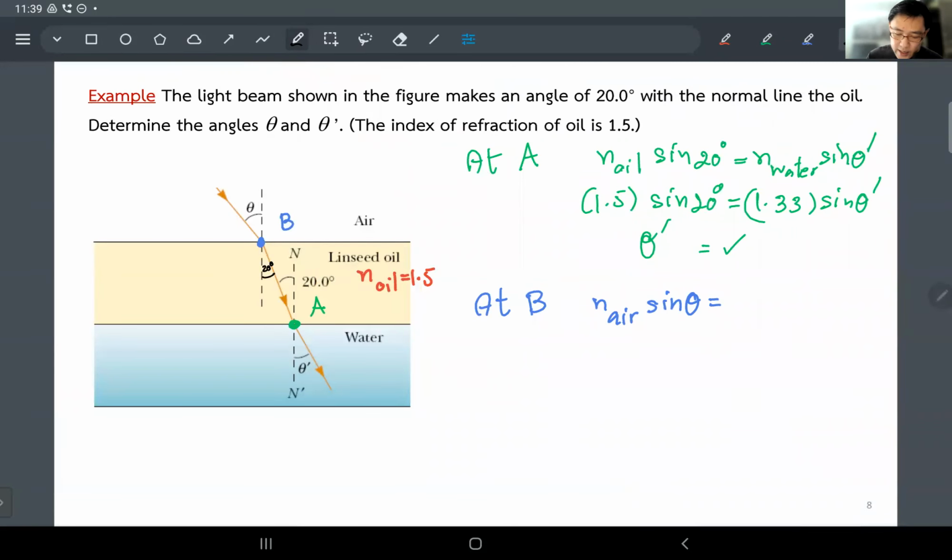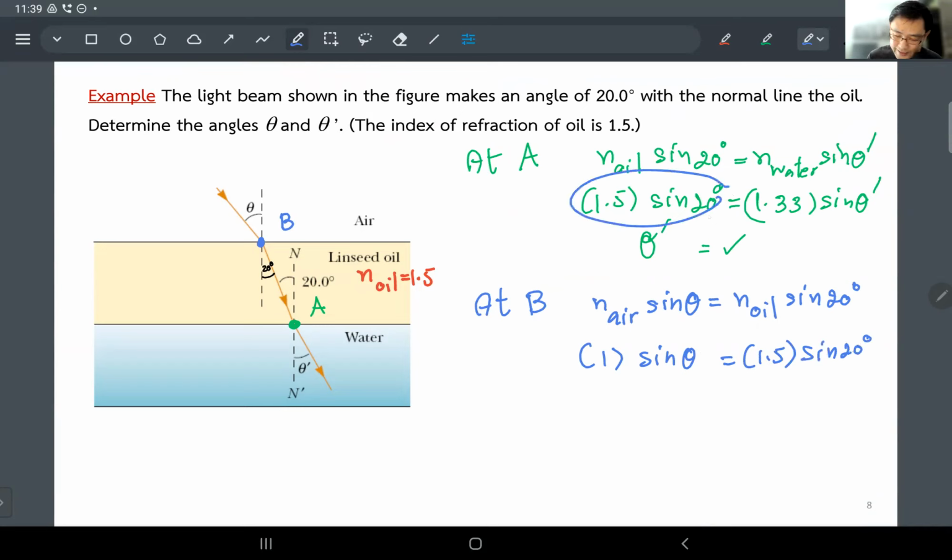So you can say you still have in oil, sine 20. Cool. All right. And in air is always 1. Sine theta, that's what you want to figure out. In oil is given to be 1.5. Sine 20 you already figured this out. It's the same here. So theta is supposed to be known, and you are done there.